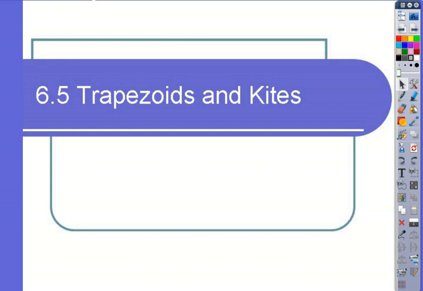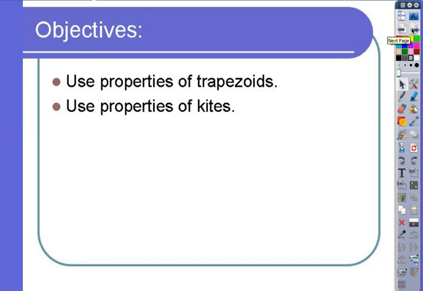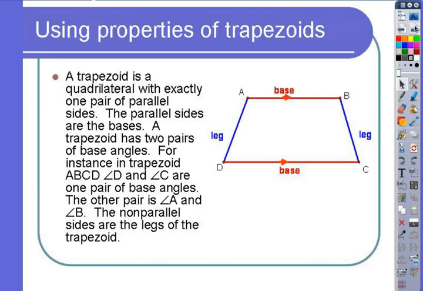This time we're going to leave parallelograms and look at some different kinds of quadrilaterals. We're going to look at trapezoids and kites. Okay? All right, so let's take a peek here. We want to be able to use and apply the properties of trapezoids and kites. That's what we're shooting for today.